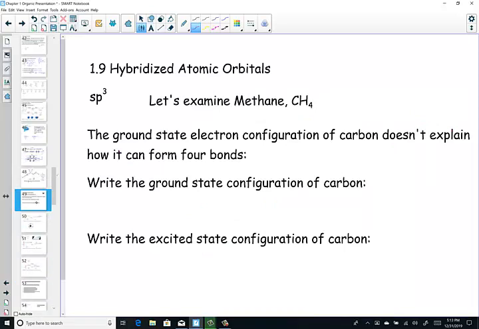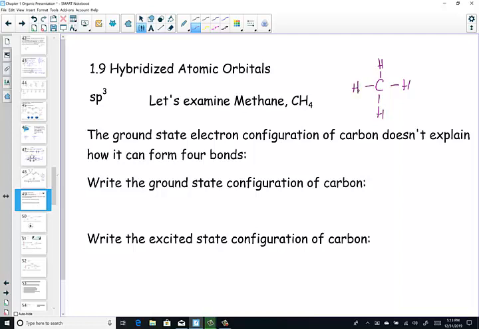In this lesson, we talk about hybridized atomic orbitals, sp3 for example. When we talk about hybridized orbitals, what we're doing is promoting electrons from a ground state to an excited state. Let's dive into this by considering methane, CH4. We had drawn methane a while ago, and it just had carbon as the central atom and 4 hydrogens attached to it.